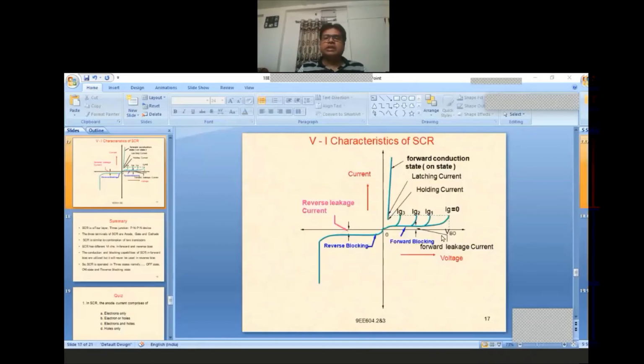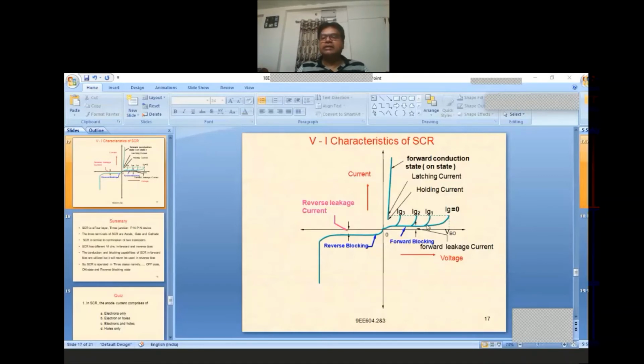IG minimum is the gate current which is required to turn on the SCR at lesser voltages. This is IG minimum. Sorry, this is IG1. IG3 is the maximum. IG3 is greater than IG2, which is greater than IG1.